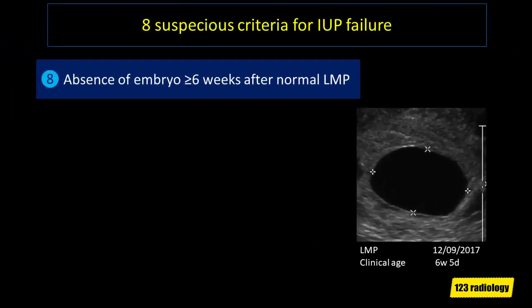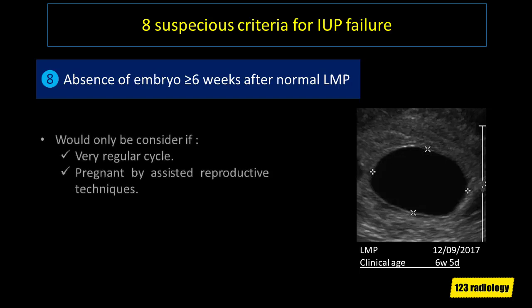The eighth suspicious criteria is absence of embryo 6 weeks or more after the last normal menstrual period. So we see here that it is supposed to be 6 weeks and 5 days according to her last menstrual period. But there is no embryo seen. But caution should be taken when using this criteria, because a lot of women do not have regular cycles. So this would only be considered with a reliable history with very regular cycles, or pregnancy by assisted reproductive techniques.